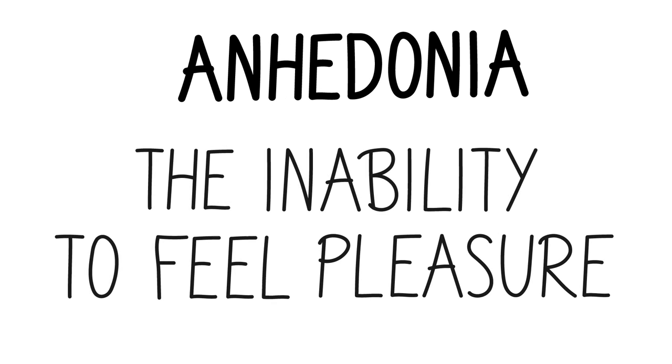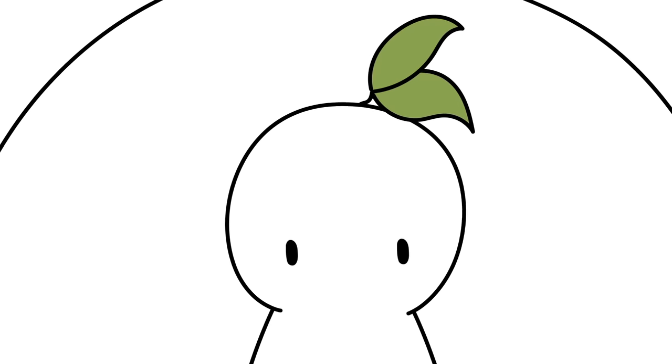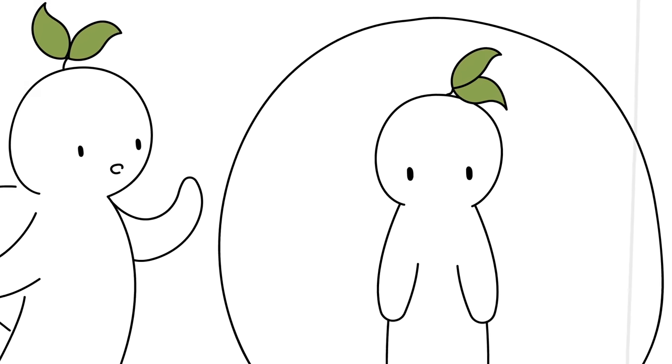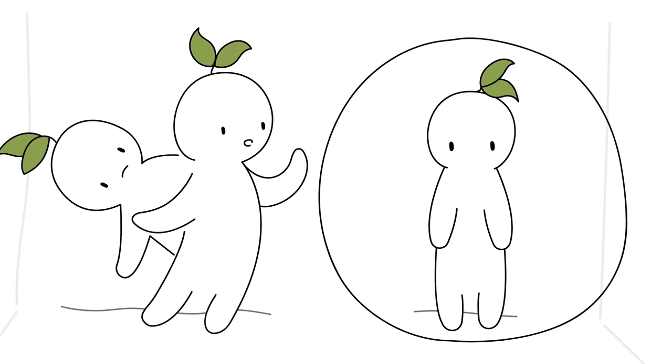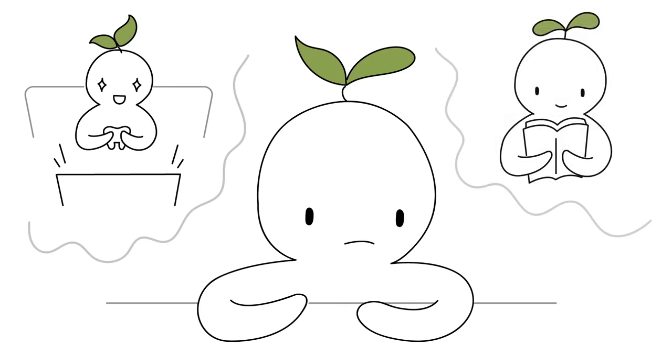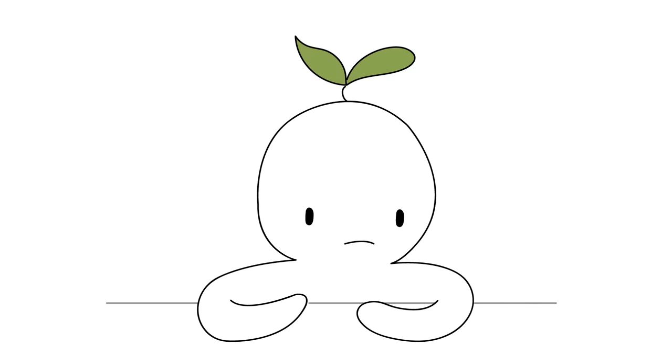Anhedonia is defined as the inability to feel pleasure, and it's one of the core characteristics of major depressive disorder. This means that on top of feeling depressed most of the time with MDD, you're now also inconsolable. No event or gift can bring you up. The most you feel is flat.